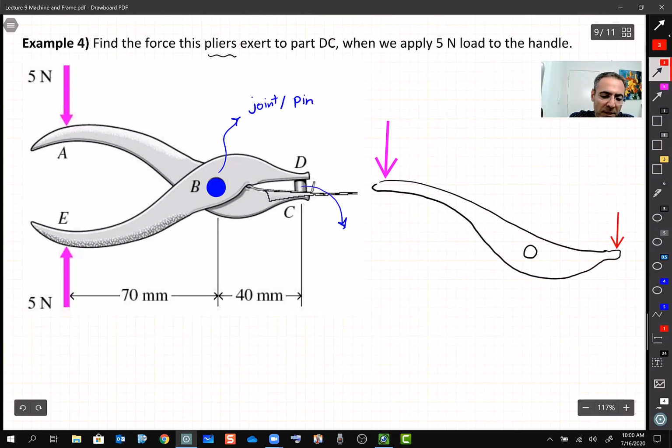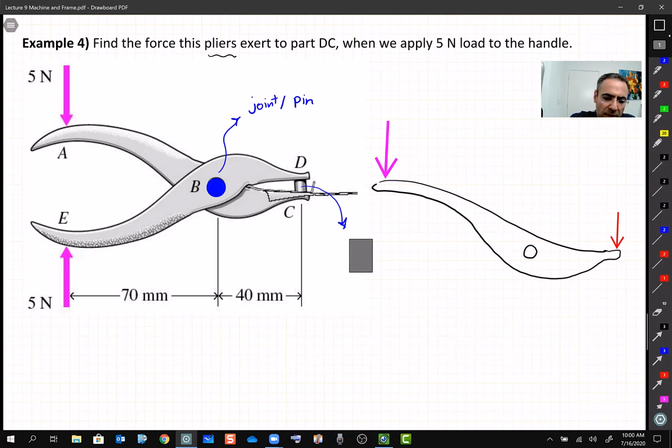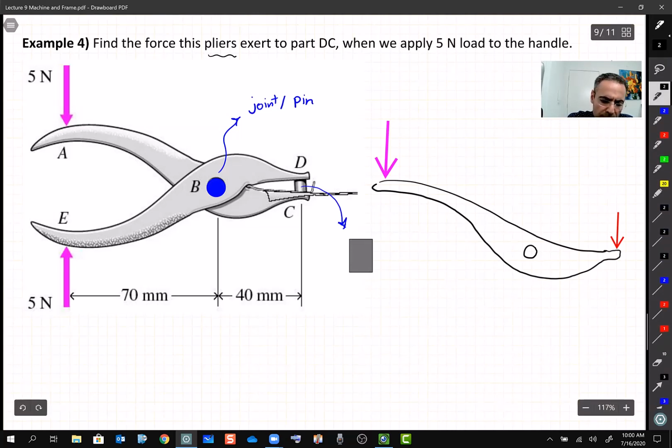We want to find out this compression, right? If I draw this member DC here, and I'm exaggerating it, so this is D, this is C. When we apply load, definitely this DC is under compression. We want to find out this compression load. Let's call it F. If that one is F, this load has to be F, the reaction.